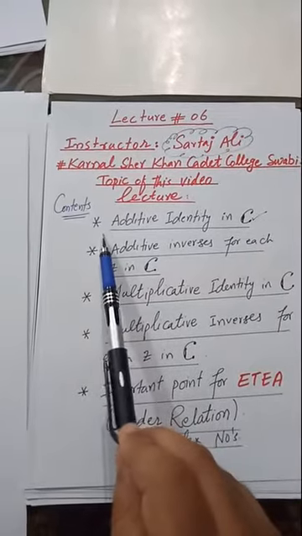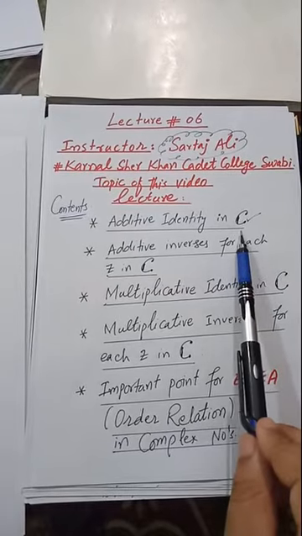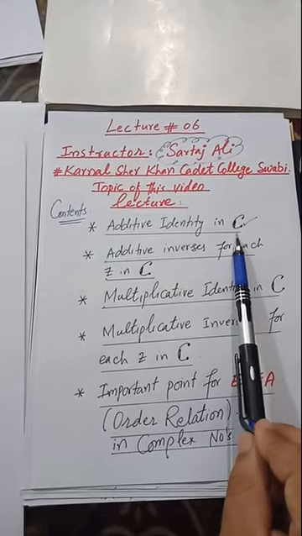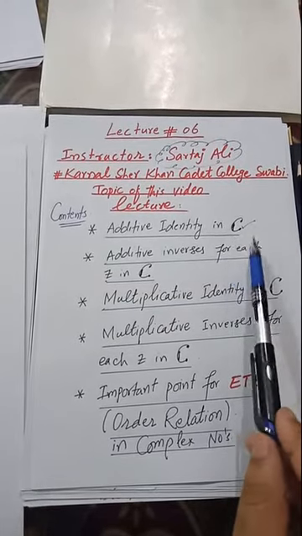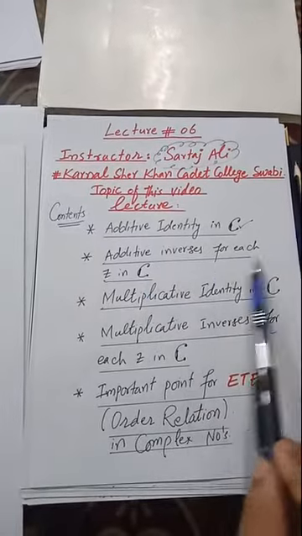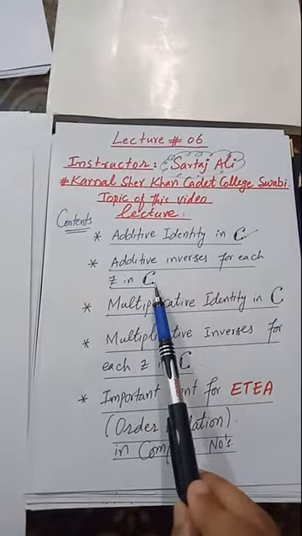The contents of this video lecture are additive identity for the set of complex numbers. You know that C is the representation for the set of complex numbers. So we will define the additive identity in the set of complex numbers. Then additive inverses for each Z in C. Z means any complex number, C is the set of complex numbers.